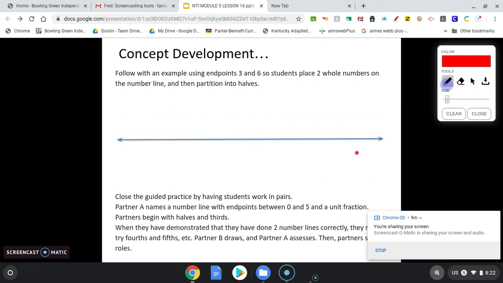Now let's do one more. So this time we're going to label our endpoints of 3 and 6. So we have 3 wholes and we have 6 wholes. So what is missing? What whole numbers are missing between 3 and 6? Perfect. 4 and 5 are the whole numbers that are missing between 3 and 6. So if you will look, you will see that I equally spaced those as best I could. So they have to be equal lengths, those whole numbers.